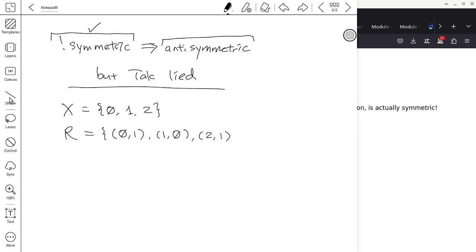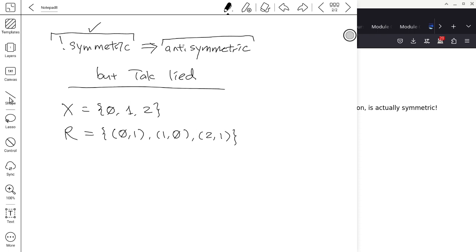I just have to add this here. So what is it now? It is once again not symmetric. Okay, so we'll just let it steep a little bit. I'm just going to pause here and have you double check and convince yourselves that this particular R is not symmetric. The first part seems like it is symmetric: 0, 1 is here, 1, 0 is not here. But I just added 2, 1 to be here, but 1, 2 is not here. That makes it not symmetric.